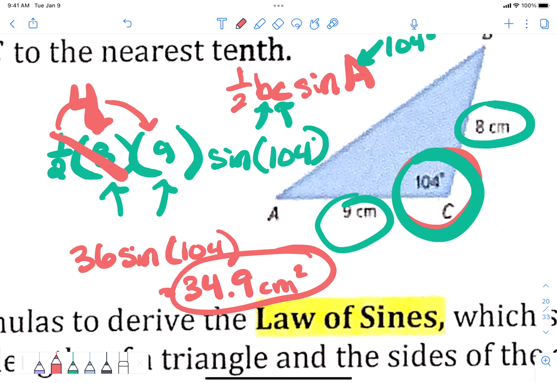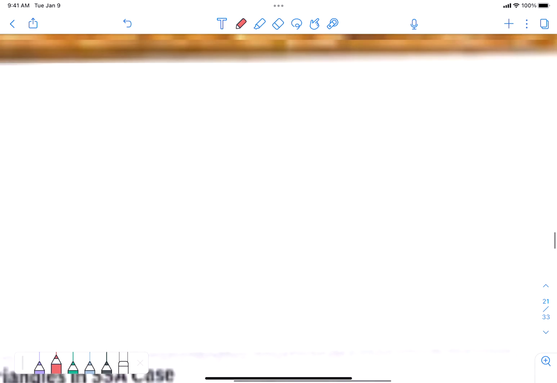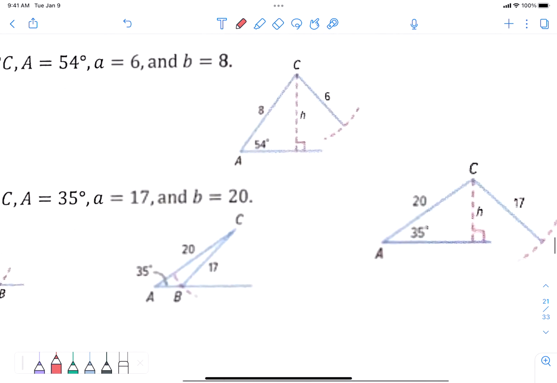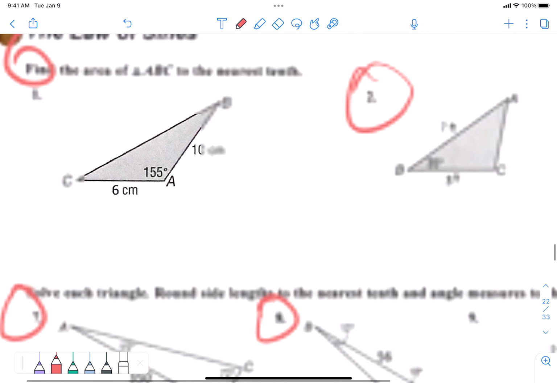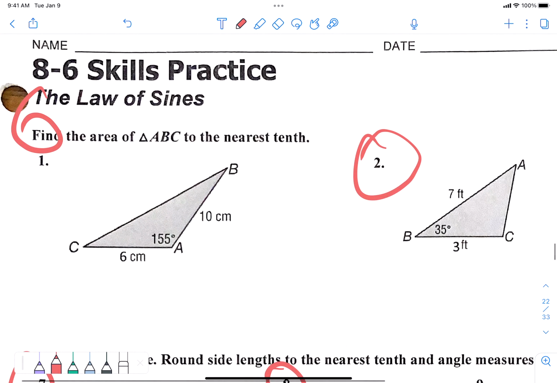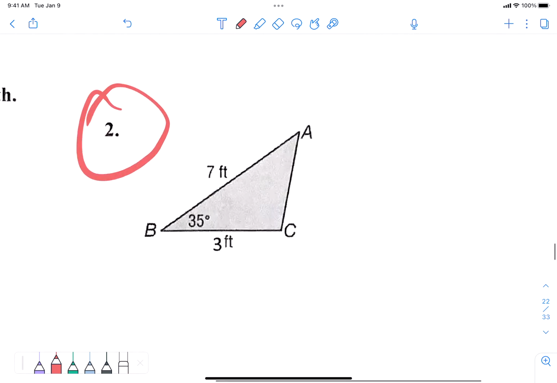Do you guys have your homework page in front of you? They only give me one example to do for area, but we're going to practice with another example. We're going to do a homework assignment together. We're going to do number 2 on skills practice together. You will have to do number 1 for homework. But we're going to do number 2 together.